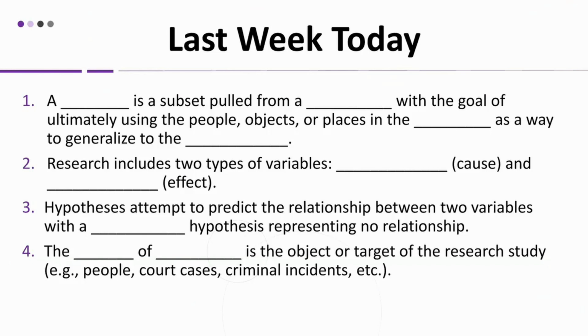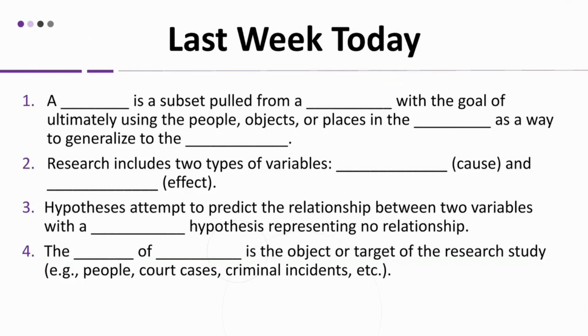Remember, research we do outside of the U.S. Census is not going to include a complete population. Therefore, we have to take a sample. We have to take a smaller representative grouping of the same people, objects, places, make a conclusion about that group of people that we can then generalize back to the greater population.